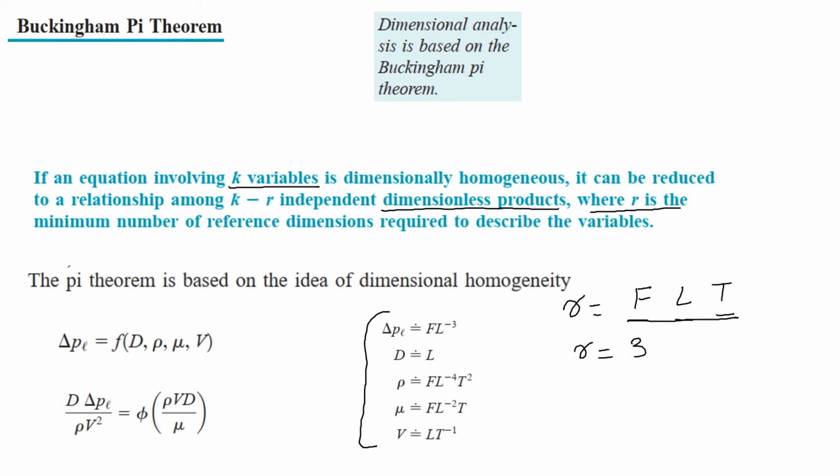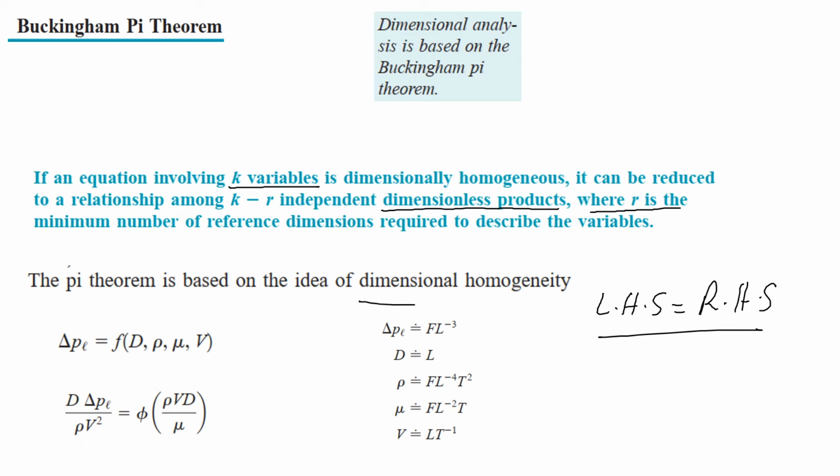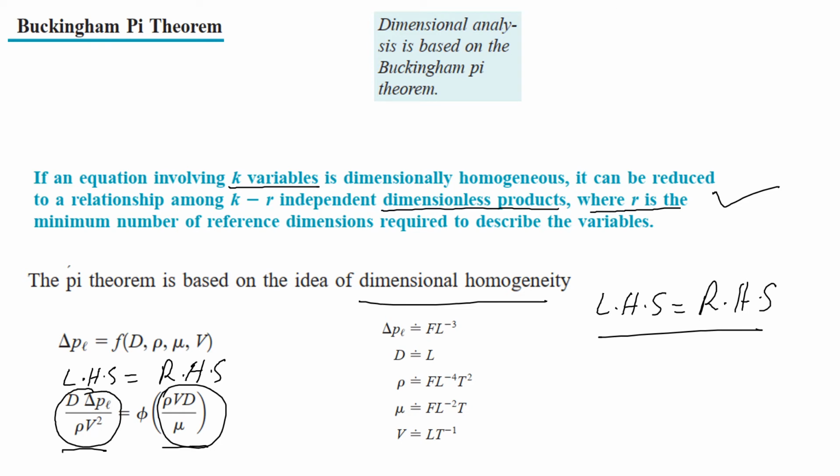Dimensional homogeneity is very basic, and we have studied this in the first chapter, if you recall, of fluid mechanics. And dimensional homogeneity states that for any equation, the left hand side of the equation must be equal to the right hand side of the equation. So this is what dimensional homogeneity states, and this is what this theorem is based on, that the left hand side of this equation must be equal to the right hand side of this equation. And as you know that the left hand side is dimensionless, so the right hand side must also be dimensionless. So the two pi terms that we need to actually combine these variables must be dimensionless.